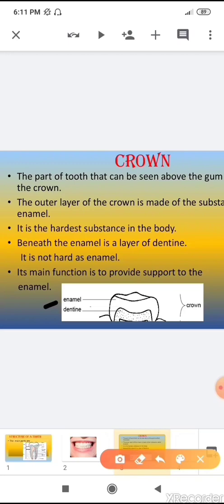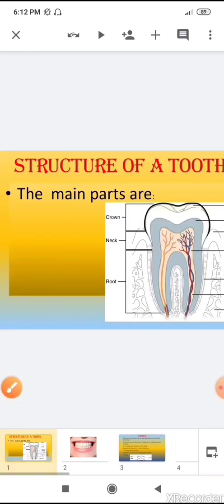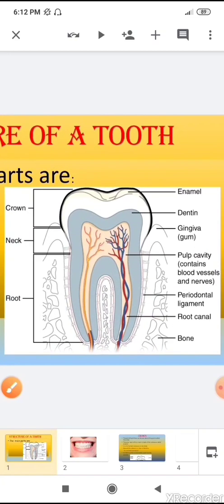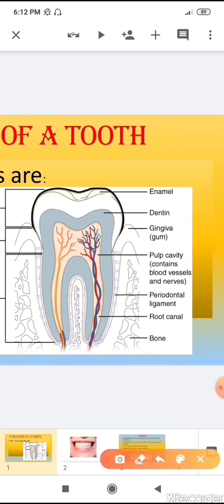After the enamel, the layer is called dentine. After the enamel, there is one layer which is known as dentine. So after the white portion of your teeth, there is another layer which is called dentine. Here in this picture you can see clearly the white portion of your teeth is made up of the substance known as enamel. Then after the layer of enamel, there is another layer which is known as dentine.